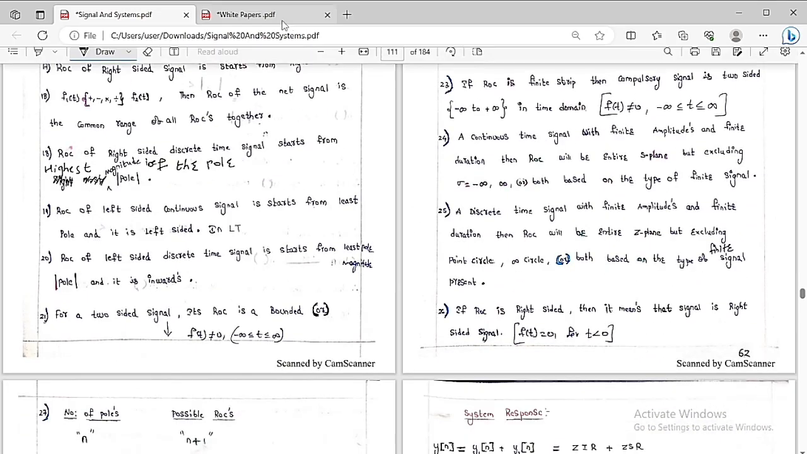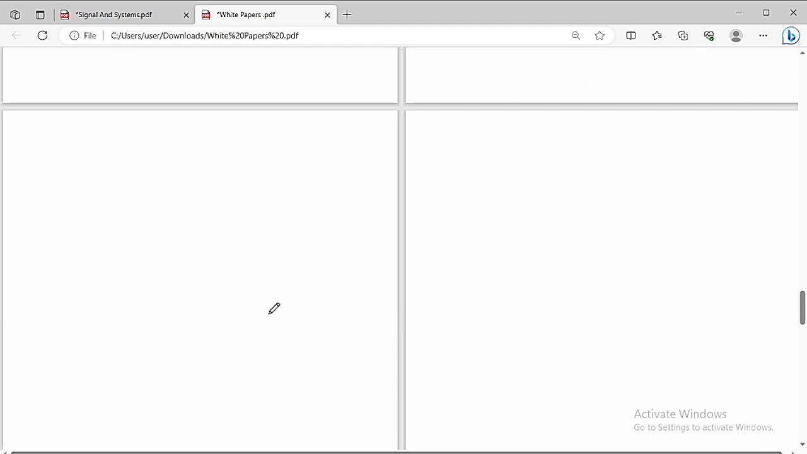Suppose a given signal is a two-sided signal in the continuous time domain, so f of t is not equal to 0 for minus ∞ < t < ∞. If it is a two-sided signal, then the ROC is a rectangular strip, which is going to be bounded between the two poles. Listen carefully. Suppose we try to find the Laplace transform of f of t, then we are going to get F of s.